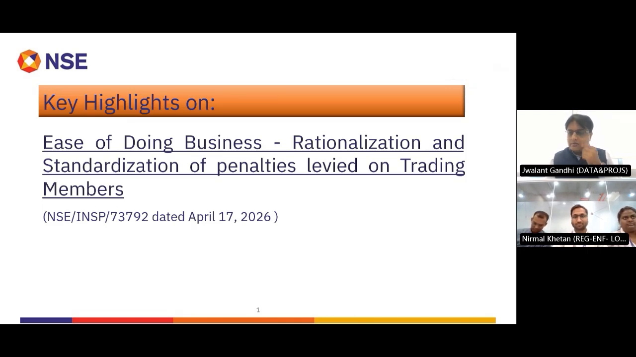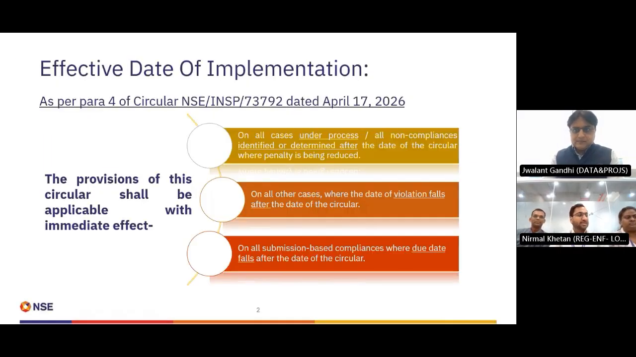Now, without further ado, Nirmal, Rupa, Priyanka, before we get into specifics, I believe the provisions of the circular were effective on an immediate basis when we issued the circular. Still, can you brief us on the applicability facets? Nirmal, Rupa?